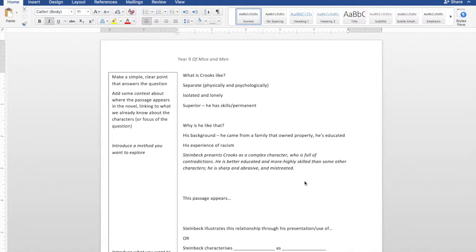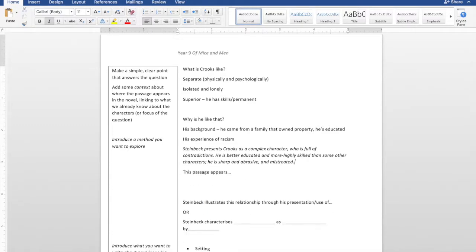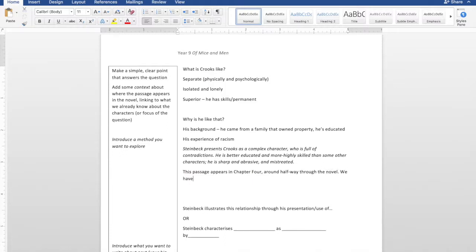Okay, so now we're going to add our context. This passage appears in chapter 4, around halfway through the novel. We have previously seen some exchanges between Crooks and other characters.